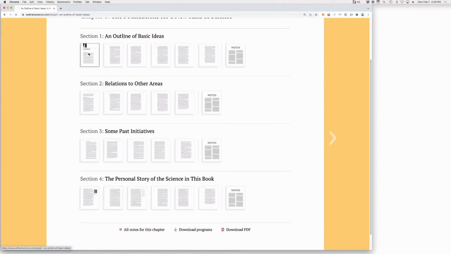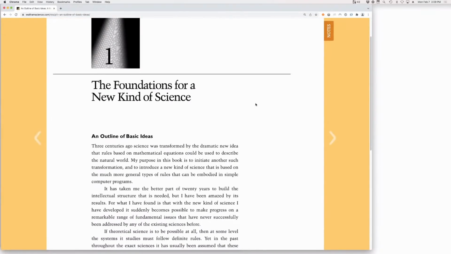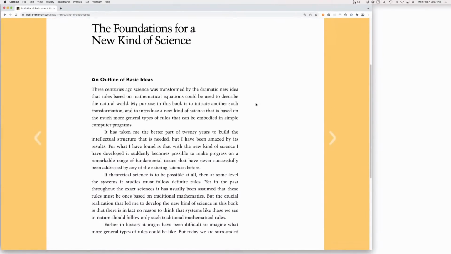All right, so let's begin at the beginning here. I could just read through this just to give a sense of what's here. So this is the very beginning. I think the first paragraph here really says what the point was with some degree of forcefulness, if not clarity. It says: "3 centuries ago, science was transformed by the dramatic new idea that rules based on mathematical equations could be used to describe the natural world. My purpose in this book is to initiate another such transformation and to introduce a new kind of science that is based on the much more general types of rules that can be embodied in simple computer programs."